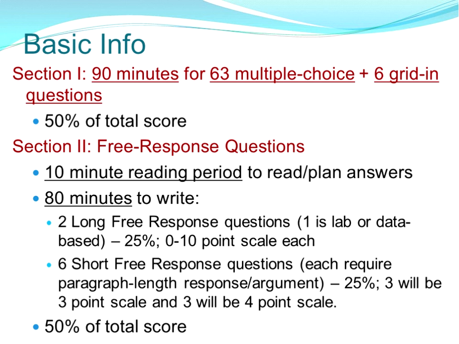The way it's set up is that there are 2 long free response questions. One of those is usually lab or database. They're graded on a 0 to 10 point scale for those 2 long responses. Then you'll have 6 short free response questions that require about a paragraph length response. Do not use bullets for those. They do need to be written in complete sentences. How they're graded is 3 of those 6 will be on a 3-point scale and 3 will be on a 4-point scale. And so Section 2 is 50%.